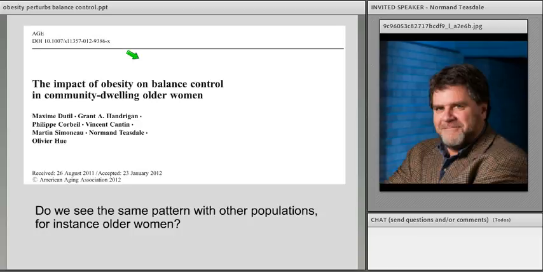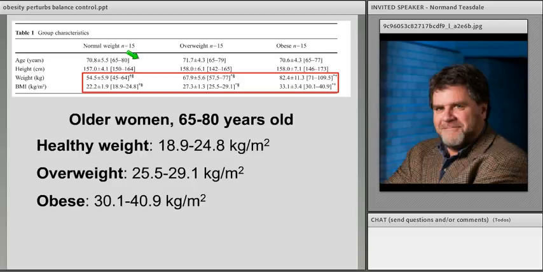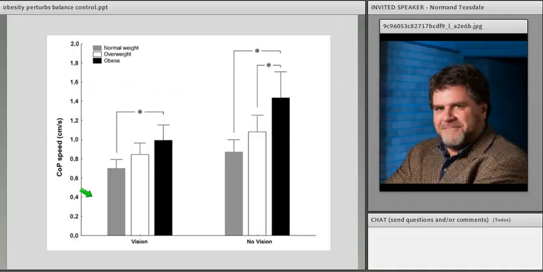Those were all males. Do we see the same pattern with other populations, for instance, older women? We looked at that more recently with older women from 65 to 80 years old. We had 3 groups, 15 individuals in each group. One group was healthy weight, one was overweight, and one was obese. And again, their task was quite simple: stay upright on a force platform.